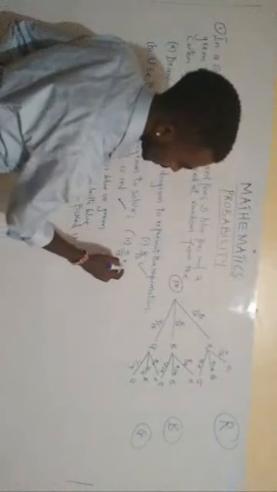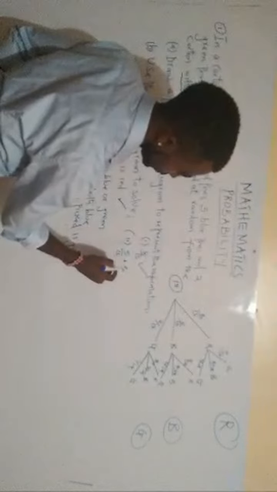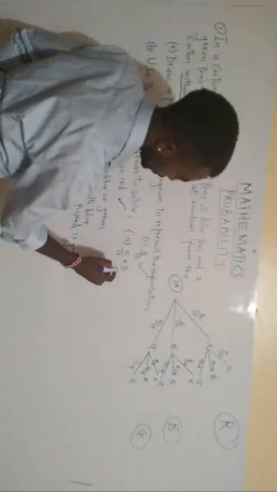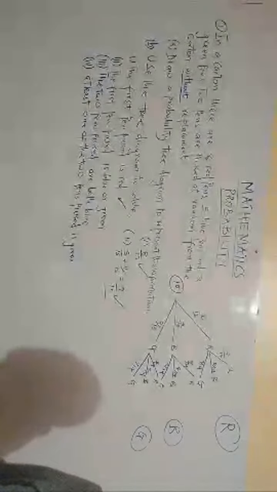plus 2 out of 15, which will be 7 out of 15. That's how we solve Roman part 2.